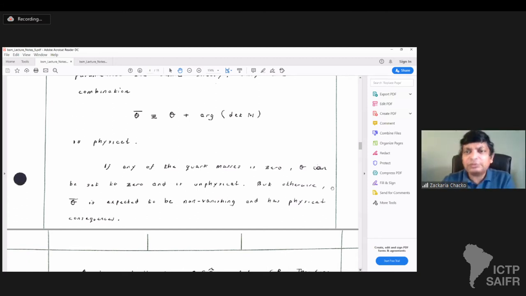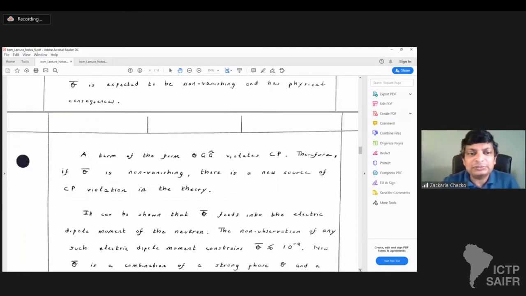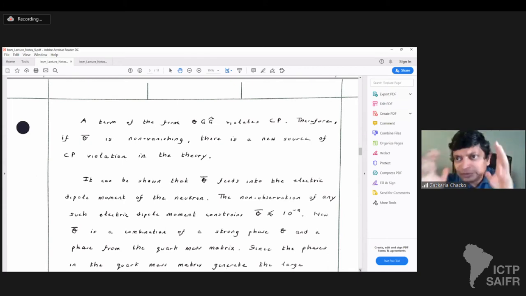If any of the quarks is massless, you can rotate theta bar to zero, and theta bar is just zero. It's not physical anymore. But if all your quarks are massive, which seems to be the case in the standard model, theta bar is physical.